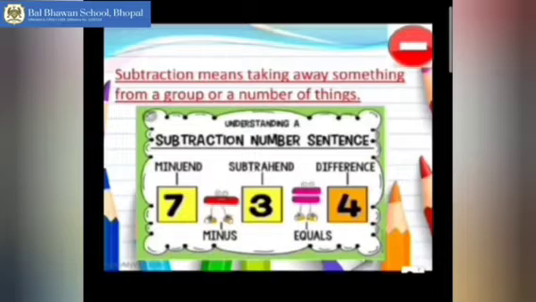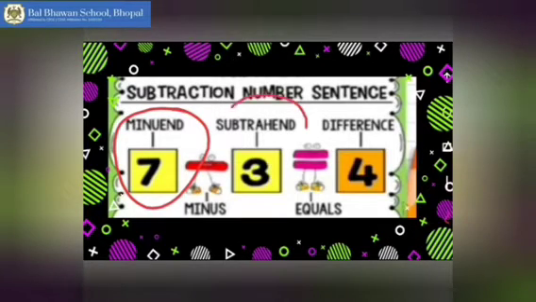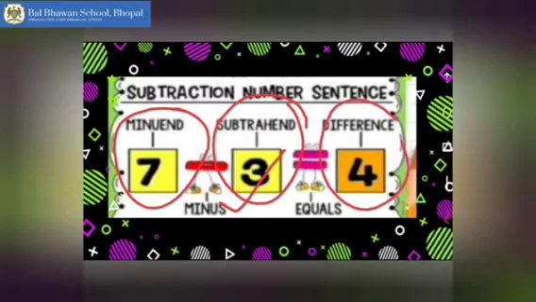Let us see a subtraction number sentence, children. In this subtraction number sentence, children, the first number is called the minuend. Here 7 is the minuend, and the second number which has to be taken away from the first number is called the subtrahend. Here 3 is the subtrahend, and their answer is called the difference. And don't forget the symbol for subtraction, which is called a minus.